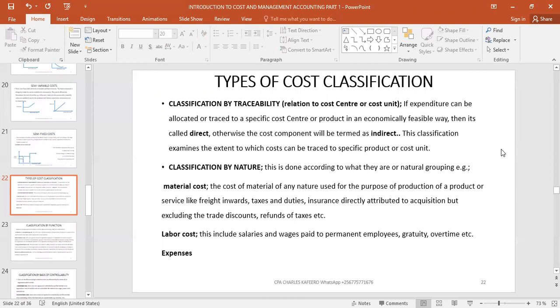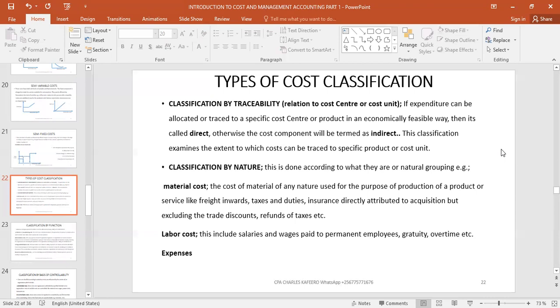In this classification, we are looking at how costs are grouped depending on their natural groupings. So you have to understand that when you are grouping costs by nature, we group them into three: material cost, labor cost, and expenses.